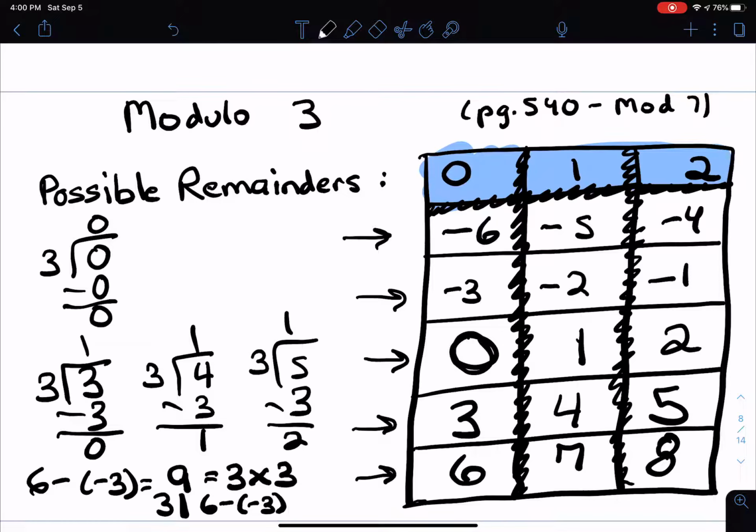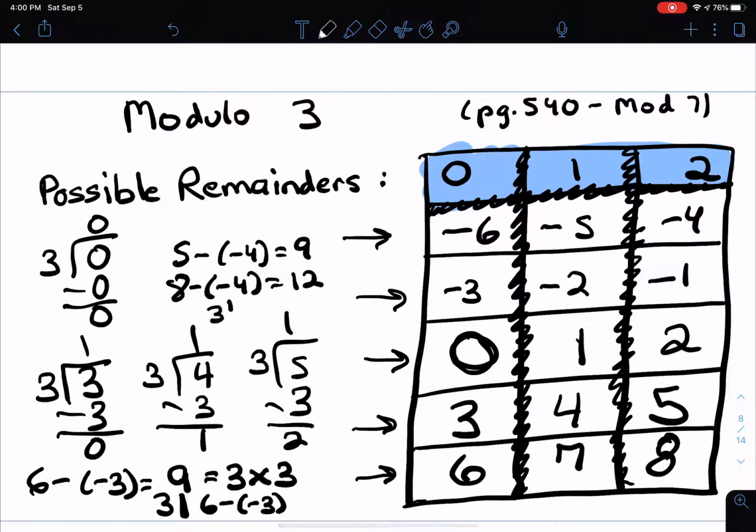Any two numbers in the same column will have the same remainder when divided by 3. Also, any two numbers in the same column, you can subtract them, and 3 will go evenly into that difference. If you did 5 minus -4, you'll get 9, which we know is 3 times 3. If you did 8 minus -4, those are two in the same column, you get 12. 3 times 4 is 12. 3 divides evenly into 12.